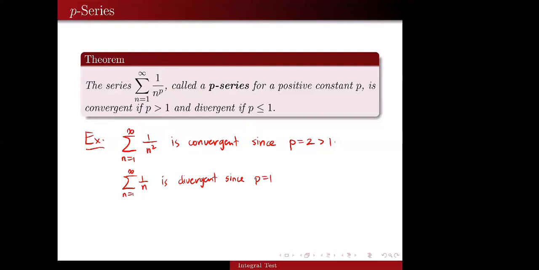And even if you have, say, the series sum from n equals 1 up to plus infinity of 1 over n raised to 1.00000001, since the exponent is still greater than 1, this is convergent, since p, which is equal to 1.00000001, is greater than 1.